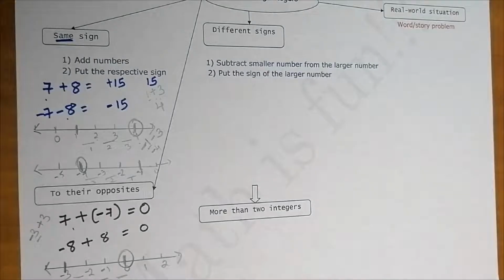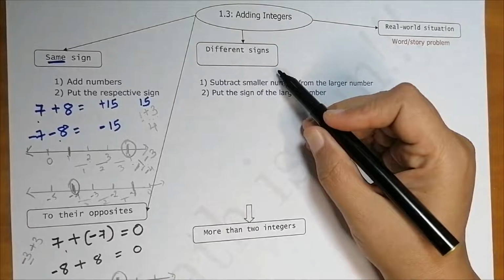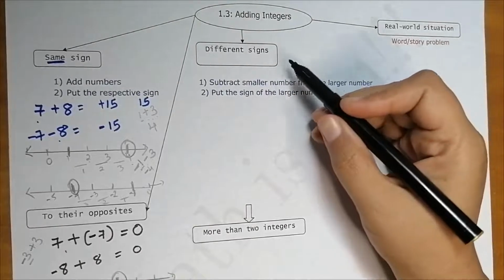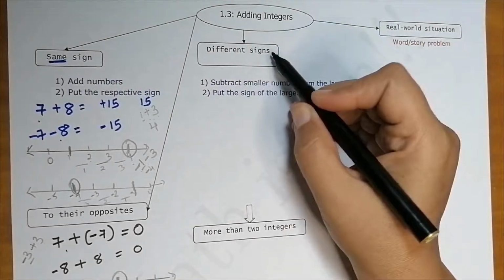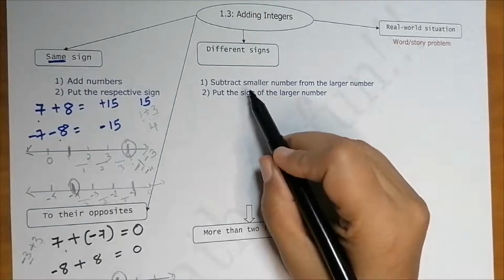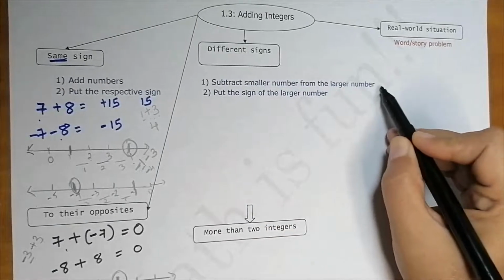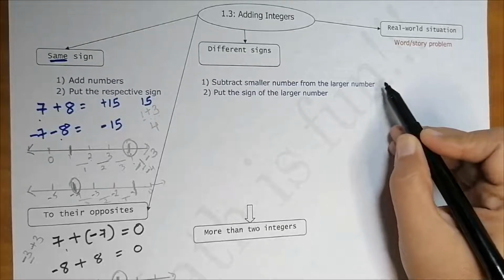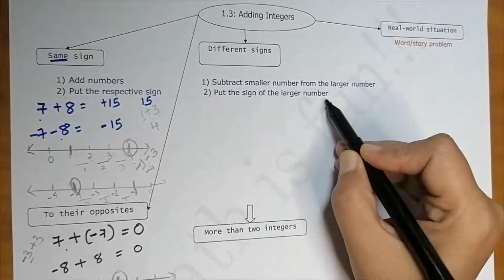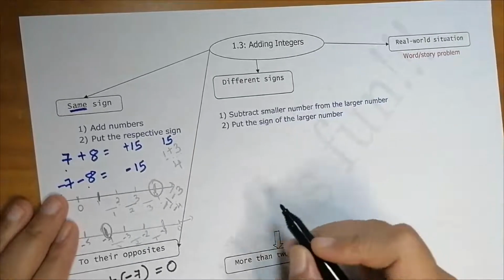Okay. So now we go to the next part. Now it's adding, right? It was just a trick. So we'll add integers with different signs, okay? So what does it say? Let's understand the rule first. Subtract the smaller number from the larger number, okay? And then you put the sign of the larger number. Simple, isn't it?